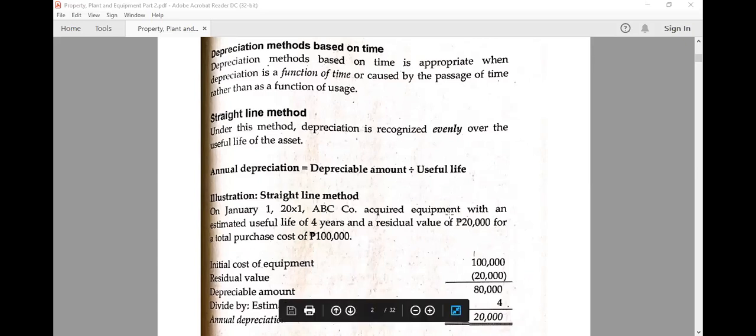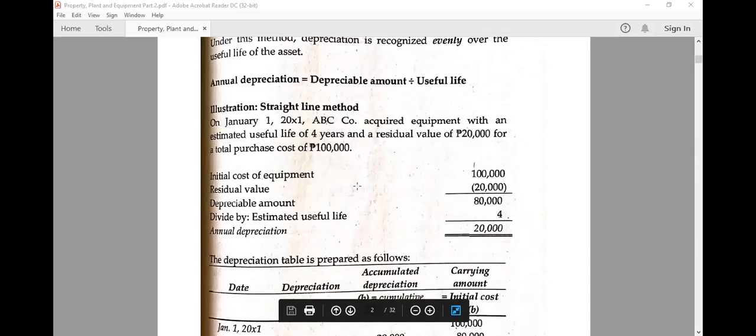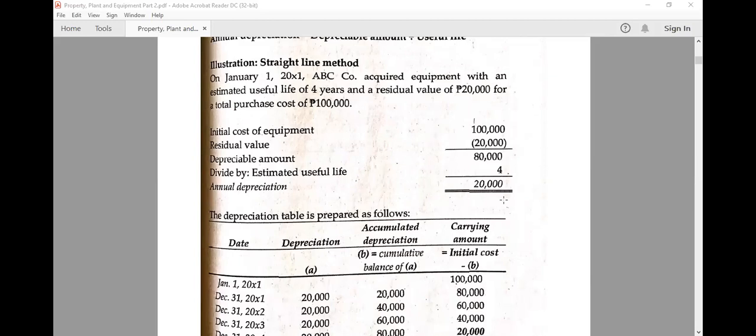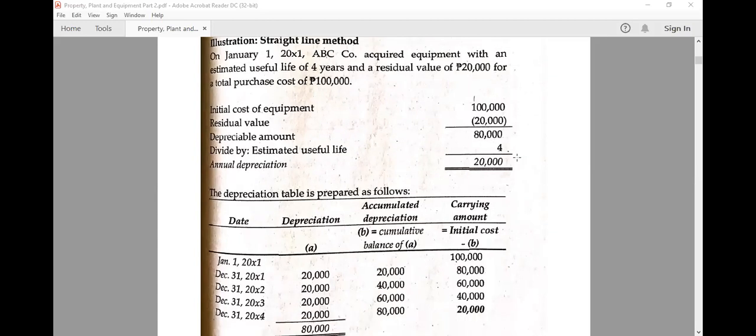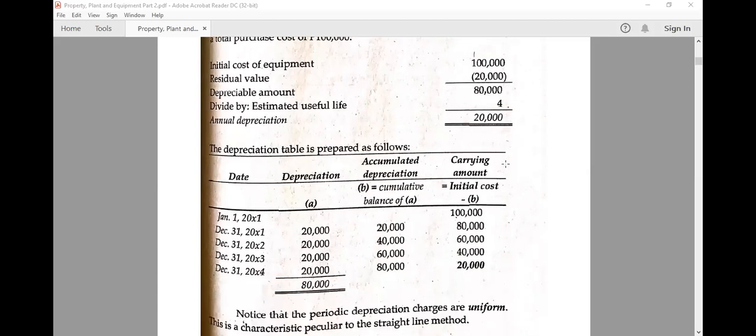So example, under straight line method, we have for ABC company, the equipment has a useful life of 4 years, residual value of 20,000, and total purchase cost of 100,000. So to compute the annual depreciation, that's simply cost again minus residual value divided by 4 years of useful life equals 20,000 annual depreciation. And when we construct the depreciation table with date, depreciation, accumulated depreciation, and carrying amount columns, then this is how we are going to get the amounts.